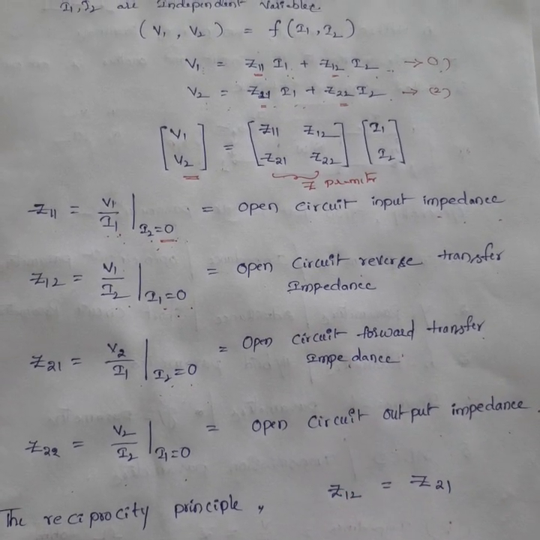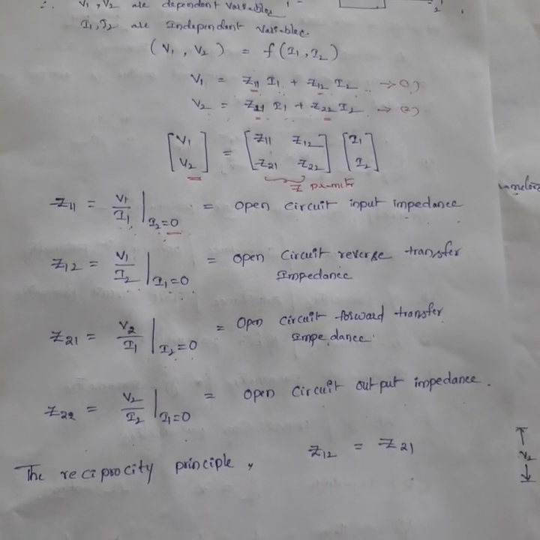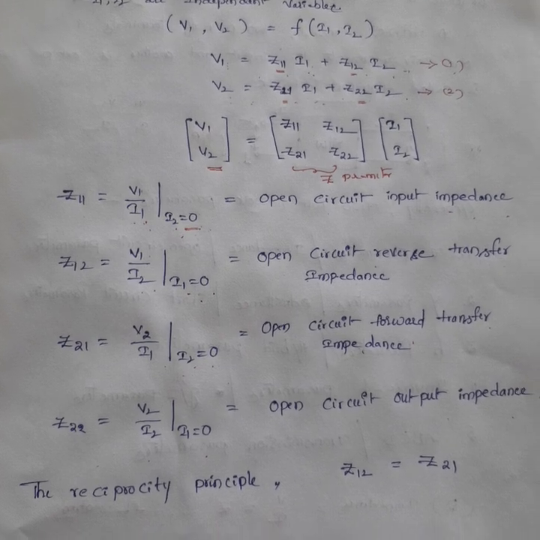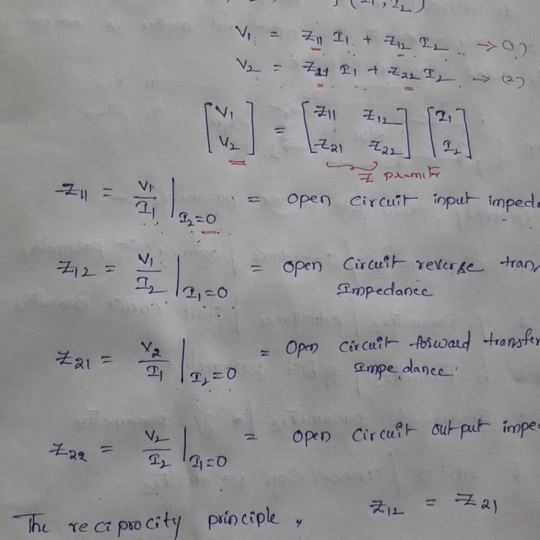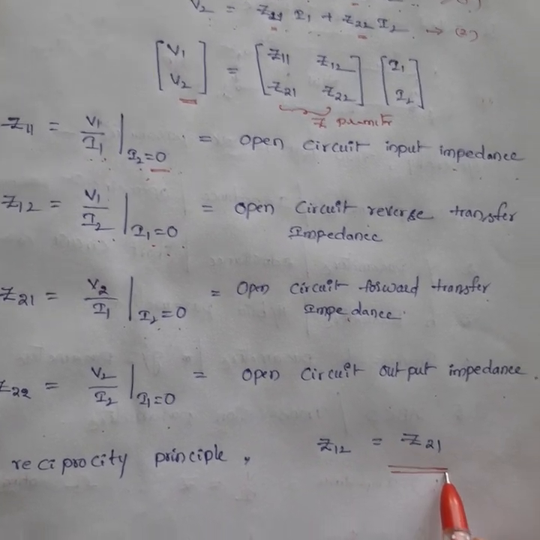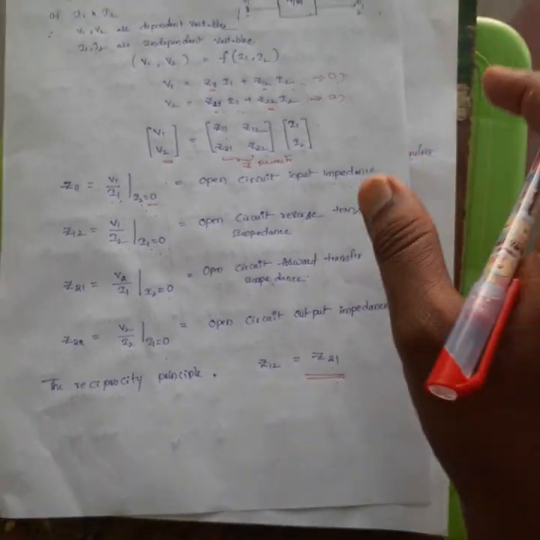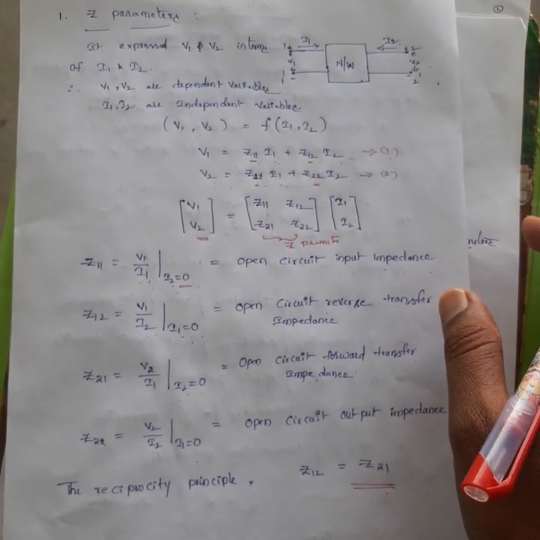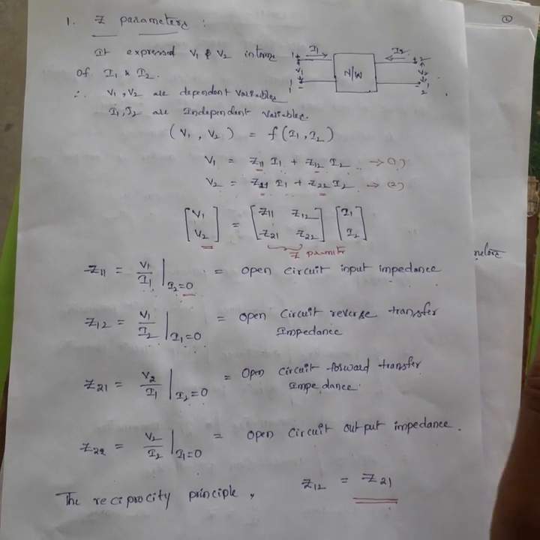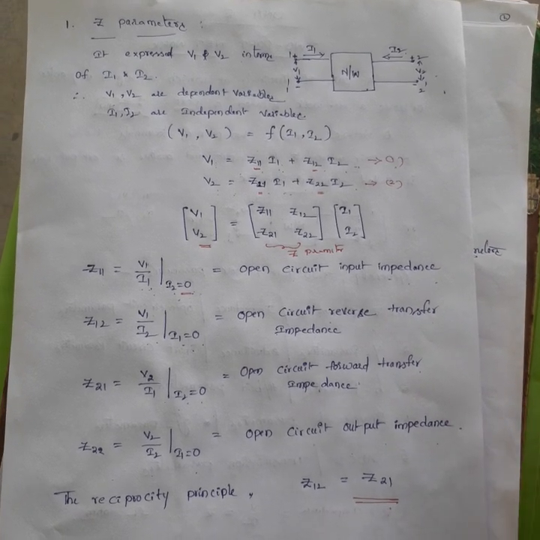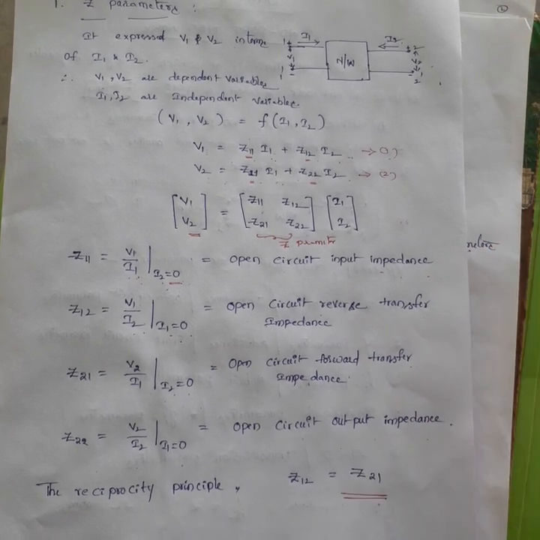So these are the Z parameters: Z11, Z12, Z21, Z22. Under the reciprocity principle, Z12 equals Z21. This is the Z parameters in two-port networks. The Z parameters are also known as open circuit impedance parameters.